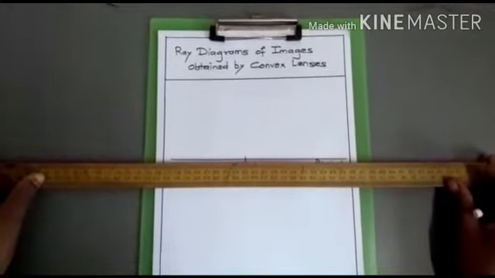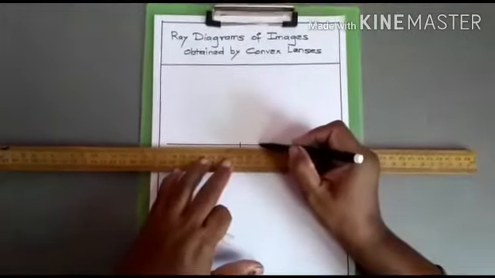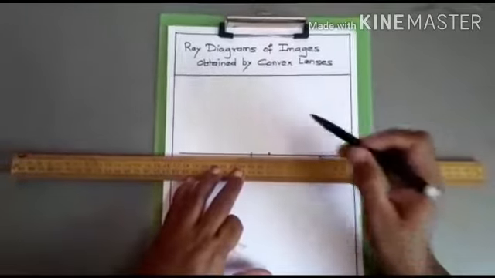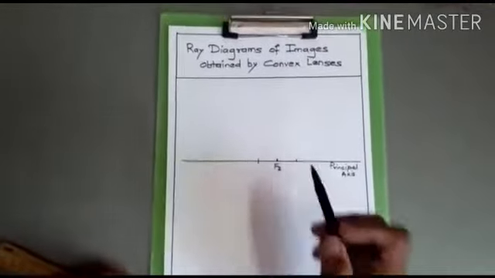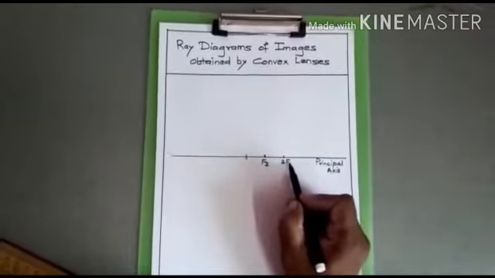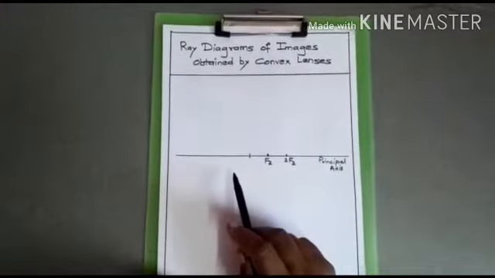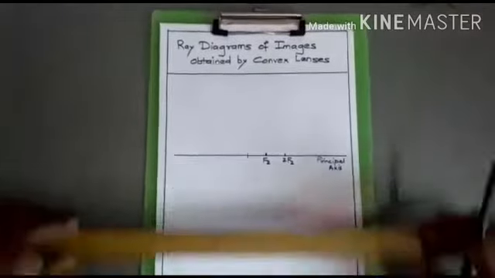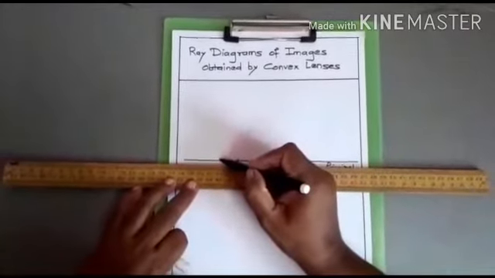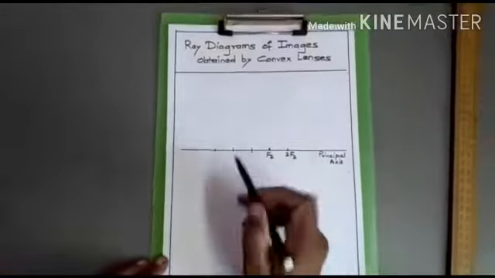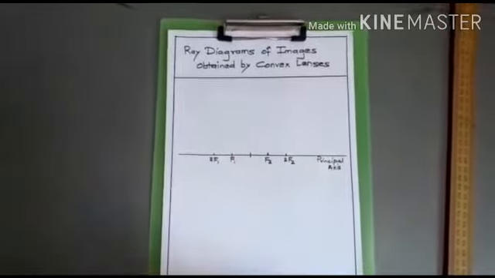Using a ruler, mark 2 points to the right of O. F2 is at 2 cm from O. 2F2 is double the distance, that is 4 cm from O. Similarly, on the left side, mark F1 and 2F1 using the same distance. Here F1 and 2F1 are drawn.